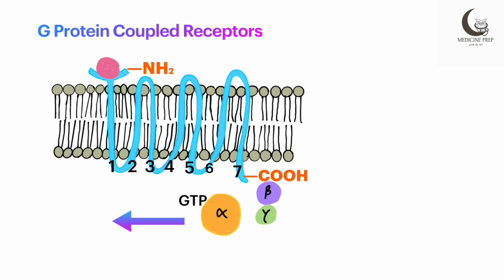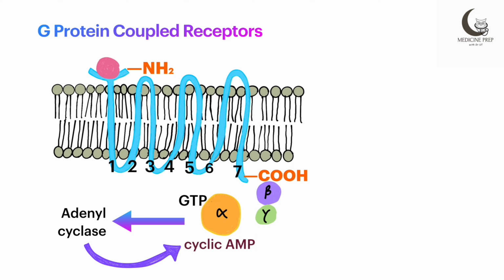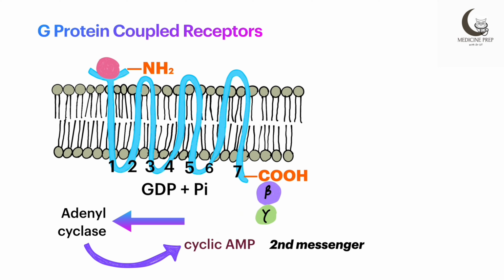The free alpha subunit can now activate an enzyme known as adenyl cyclase. Adenyl cyclase makes a molecule called cyclic AMP, which acts as a second messenger. The G protein will stay active as long as the alpha subunit has the GTP attached. It turns off when the GTP is hydrolyzed to GDP and an inorganic phosphate. This conversion will change the alpha subunit's shape, making it reattach to the beta and gamma subunits, returning the G protein to its inactive state.